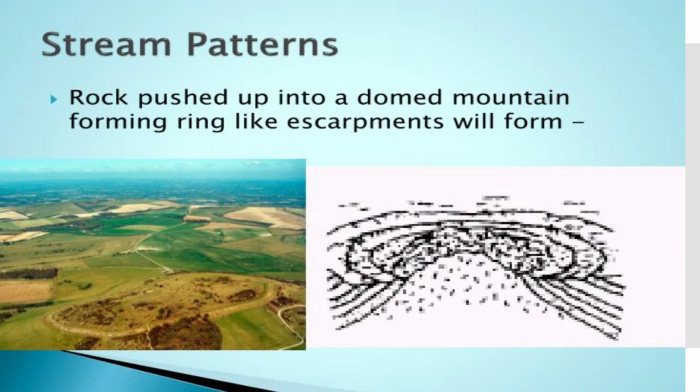So in this way, these are the various types of streams. Besides, a river that has been able to maintain its direction of flow despite the tectonic upliftment of the land across its course is known as an antecedent or inconsequent river.